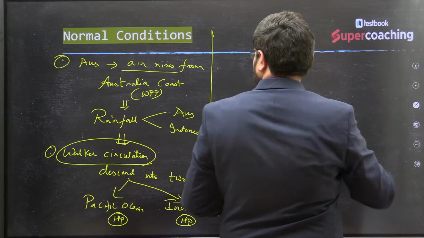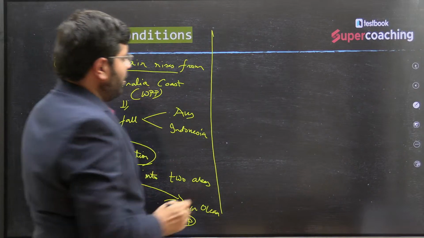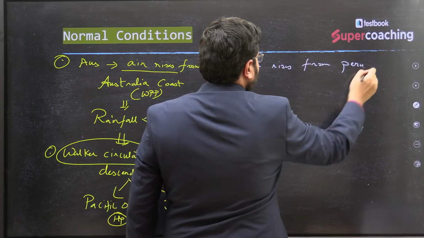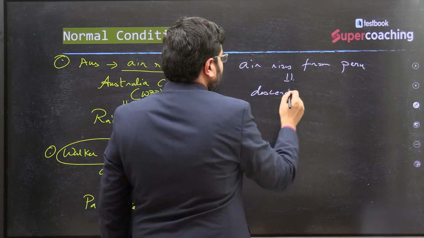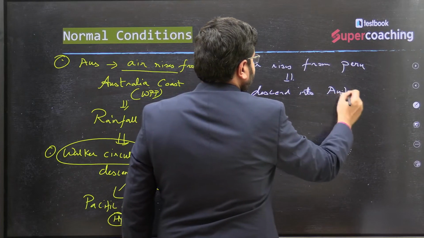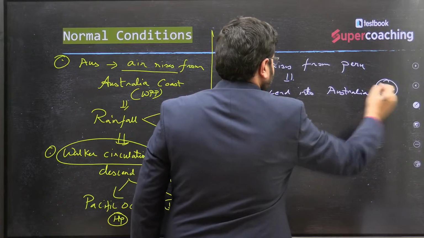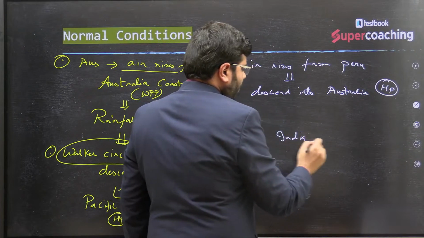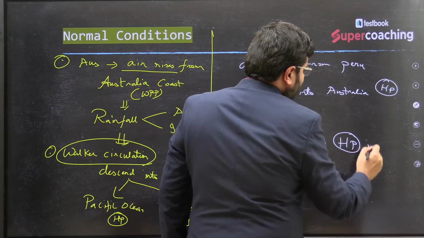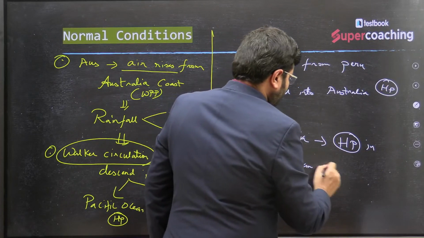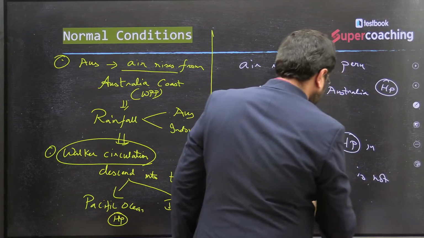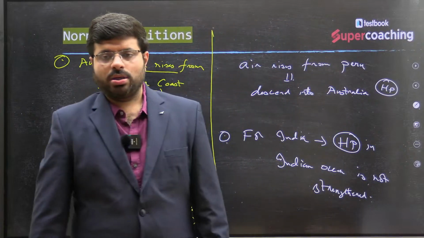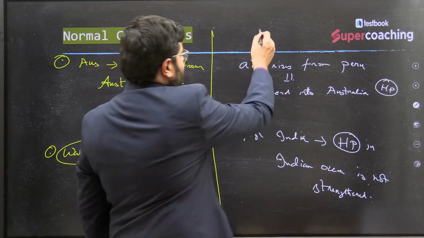Then as you see, instead of air rising from Australia, now air rises from Peru and descends into Australia. So what happens there? High pressure conditions. And for India, the high pressure conditions in the Indian Ocean is not strengthened. So what happens because of this? Understand the impact now. Because of this is the El Nino.